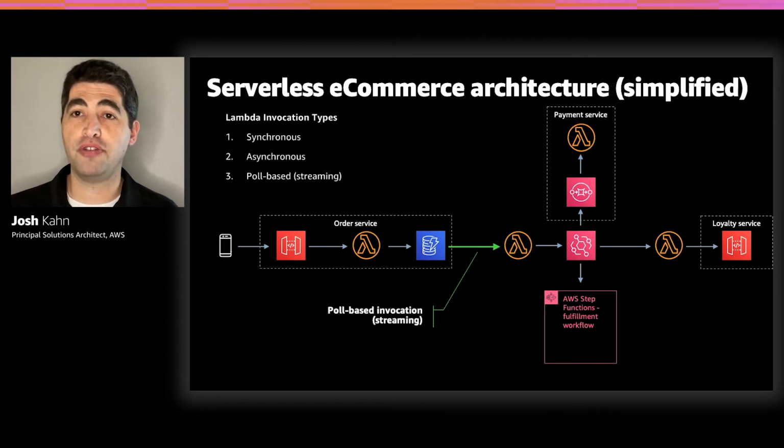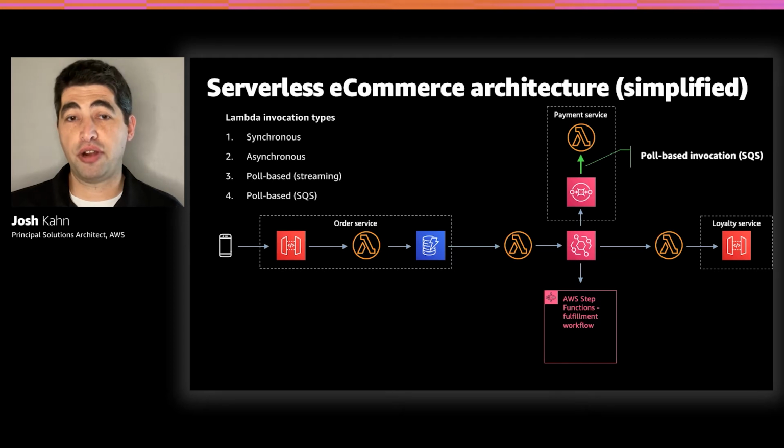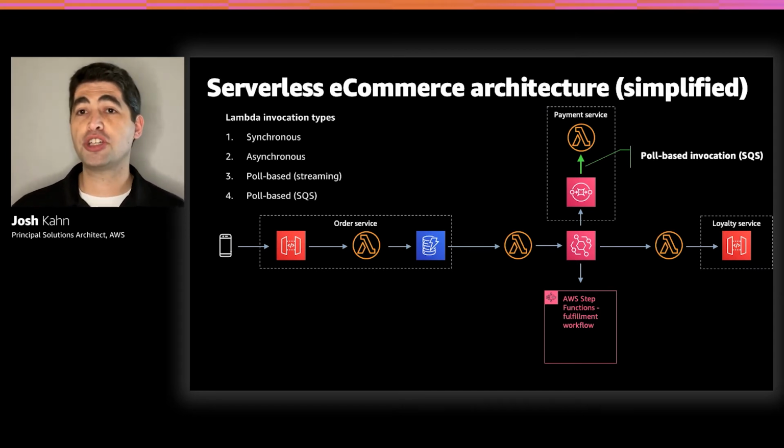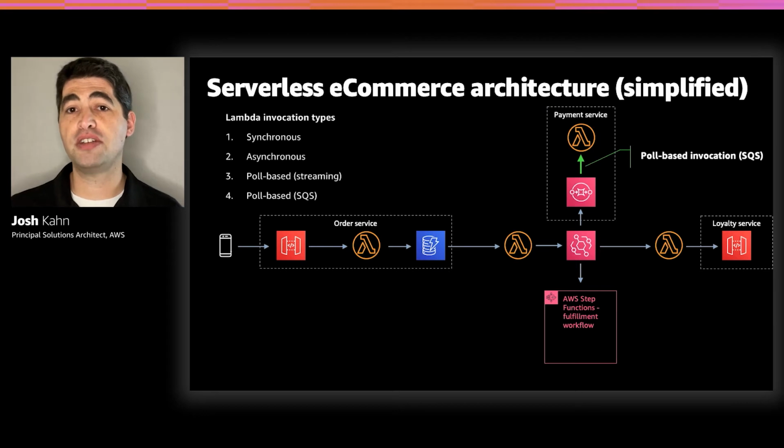The first category of a pull-based invocation is streaming sources, typically things like DynamoDB streams or Kinesis. The second category of pull-based invocation is from SQS. And in this case, again, the Lambda service is pulling for messages on the queue, and messages are delivered in batches. The error handling approach and the configuration options available for those two different pull-based event sources differs. So we're going to break those out separately in the talk.